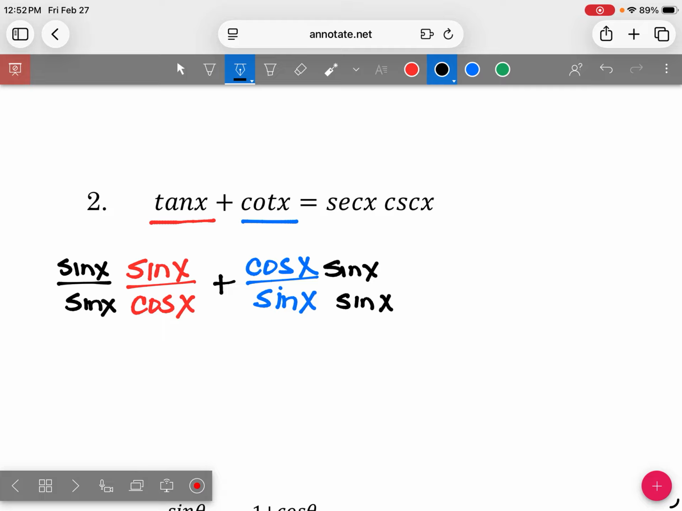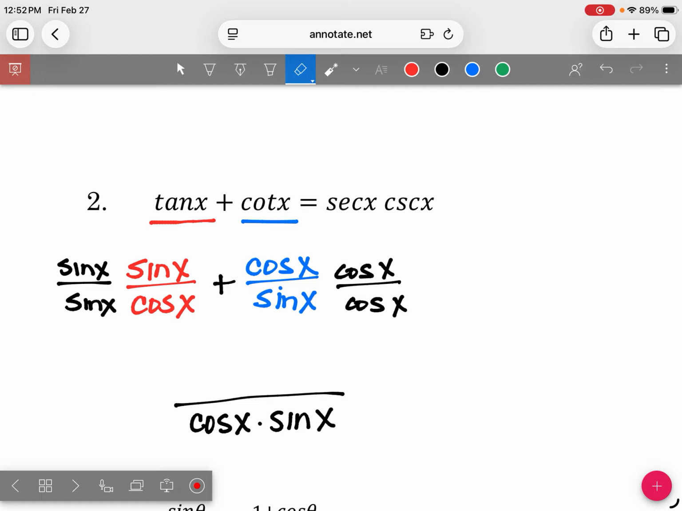Oops, I meant to put cosine over there. So look at the denominator of both of my fractions. Both of my fractions have the same denominator, which is sine cosine. Because that's my denominator on both of my fractions, I can bring them together.